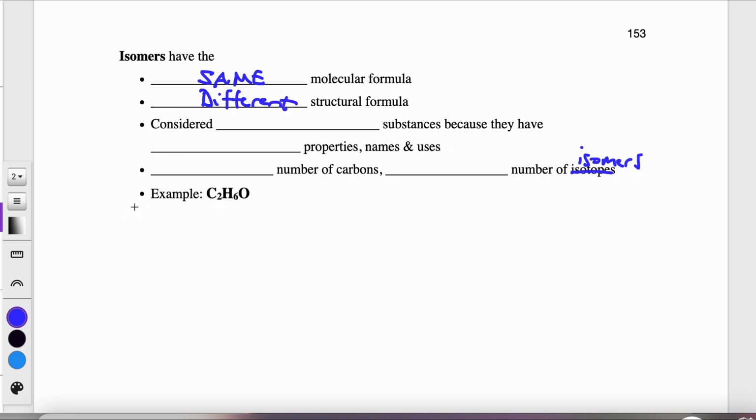And when you change a bond, when you change the structure, these molecules are considered different substances. And they will have different properties. They will have different names, and how they are used in industry will also be different. As you increase the number of carbons in the molecular formula, you increase the number of possible isomers. So the larger the molecular formula, the more possible isomers.